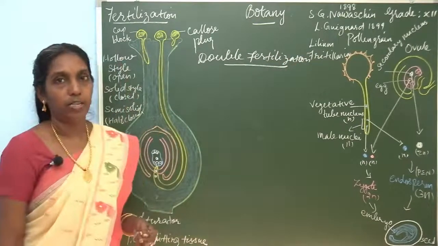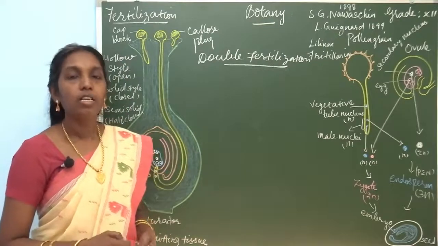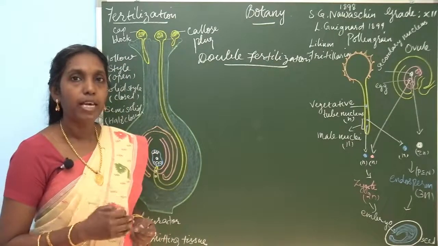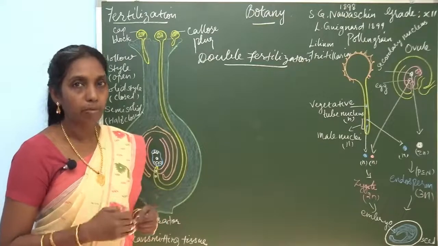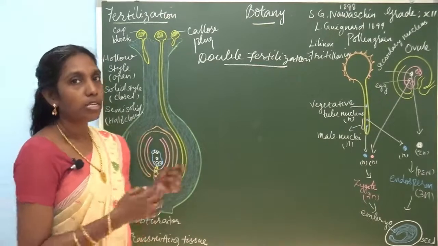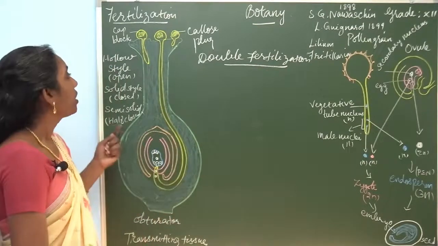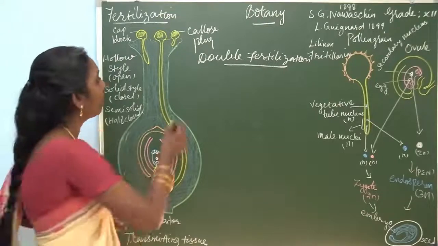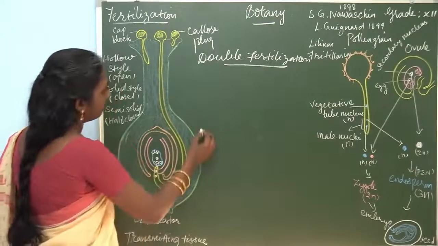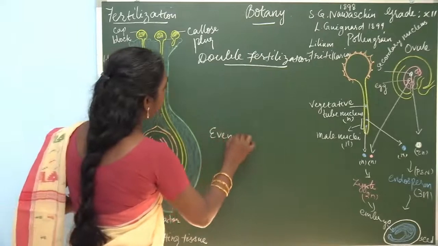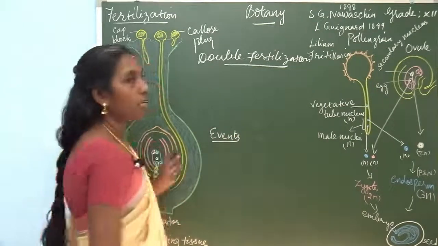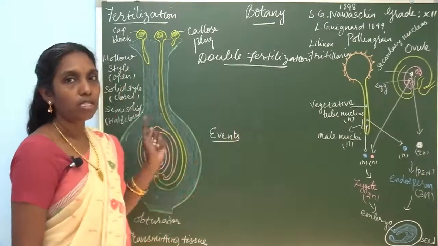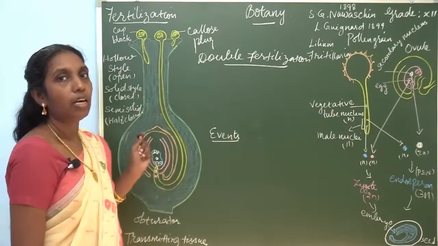Double fertilization. Define fertilization: fusion of male and female gametes to form a zygote. Let us see how this process takes place. The events of fertilization. What are the events observed in the process of fertilization in angiosperms?